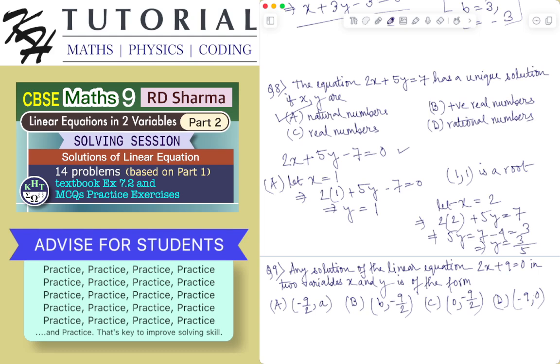So if you consider any natural number other than 1 for x, and if you solve for y, that value of y will not be a natural number. So if all the roots of the given equation are considered to be natural numbers, then we will get only a single root, which is (1, 1). Hence the correct choice is A.